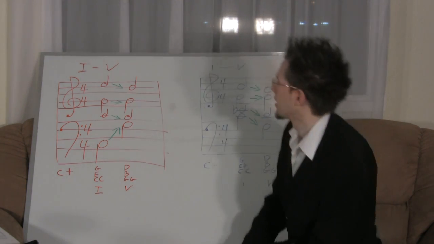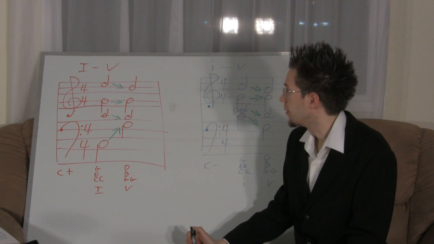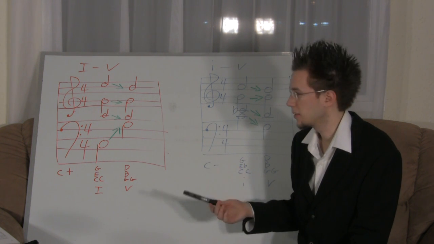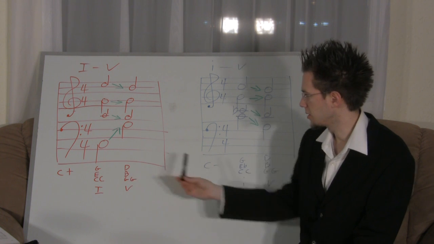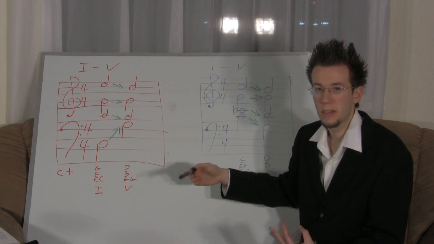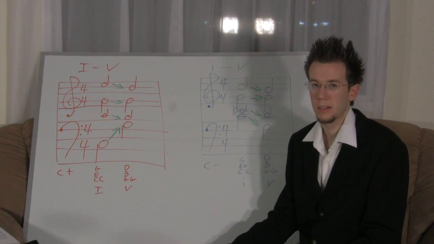Now, okay, so we have a 1 to 5, alright? First thing we need to do is, we're going to just be using C major and C minor because they're really easy. And the first thing you've got to do whenever you're writing one of these out is figure out what your chord tones are going to be, okay?